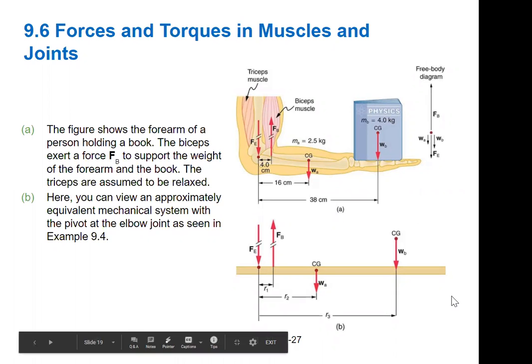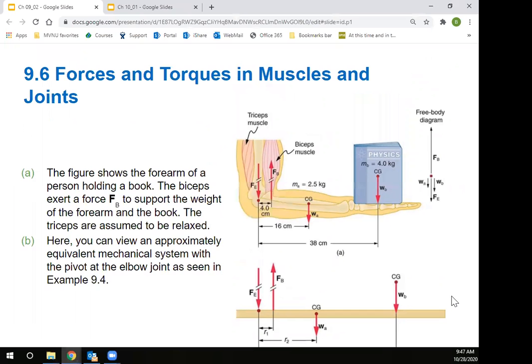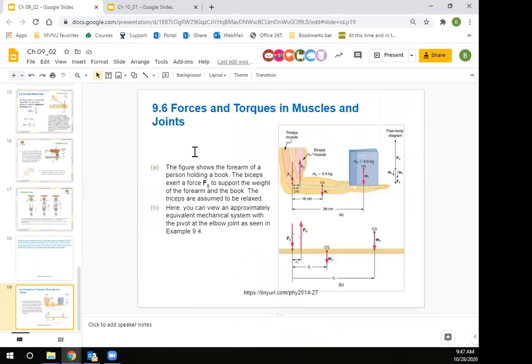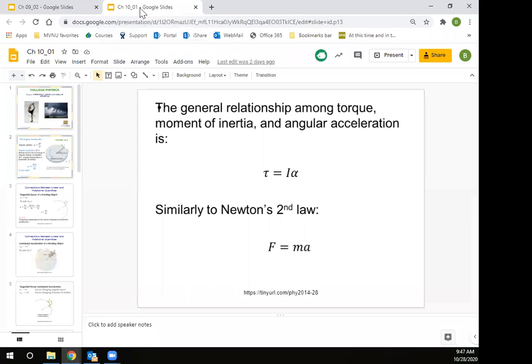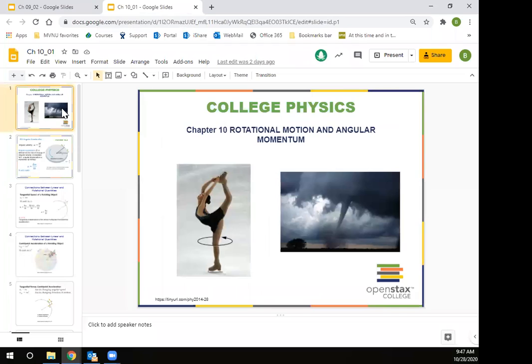That will be it for chapter 9. I think we have about 20 minutes or so. We can take a look at the first couple of sections on chapter 10.